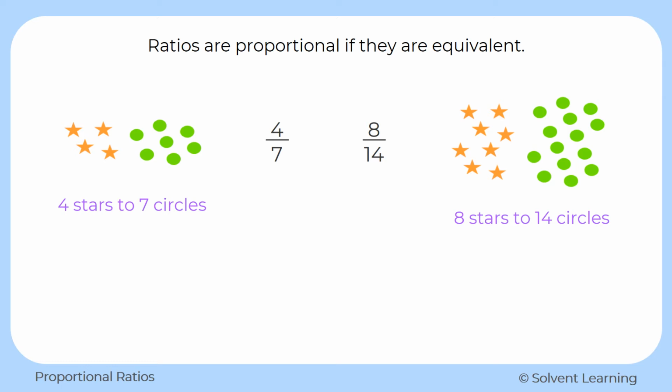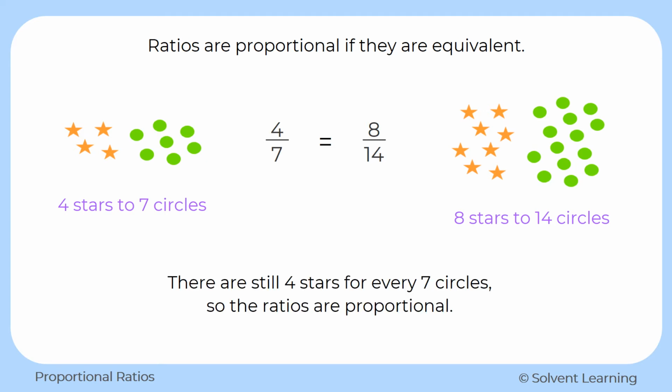Well, if you'll notice, these two fractions are equivalent. Equivalent fractions mean that even though they have different numbers, they still represent the same value. So even when we double the number of stars and circles, it still represents that there are 4 stars for every 7 circles. So these ratios are proportional.